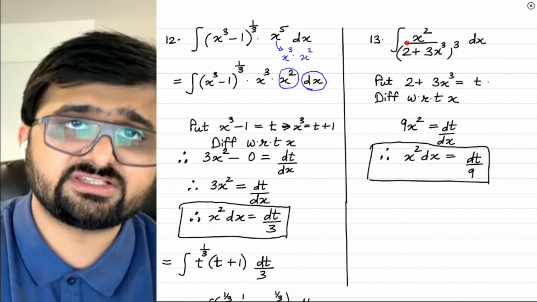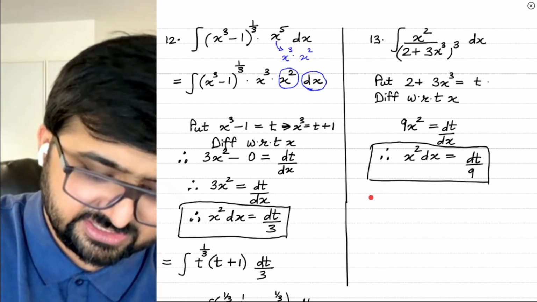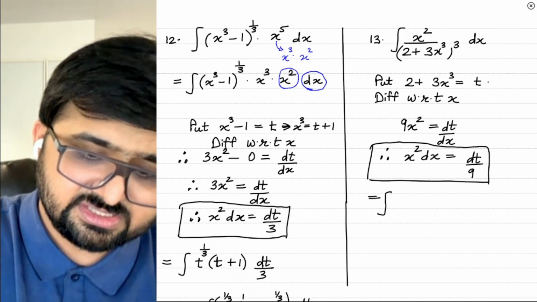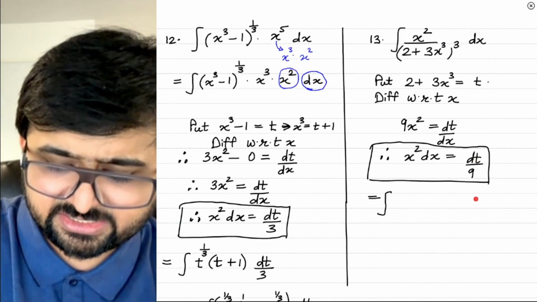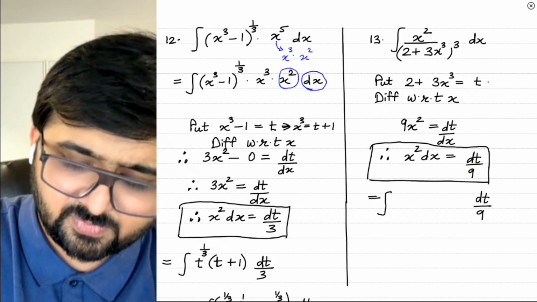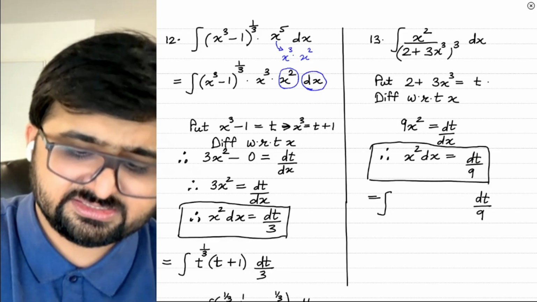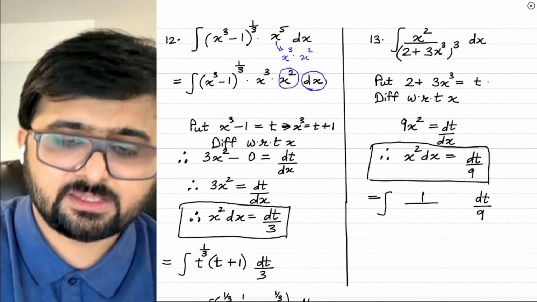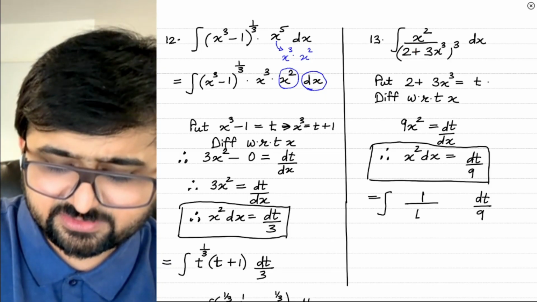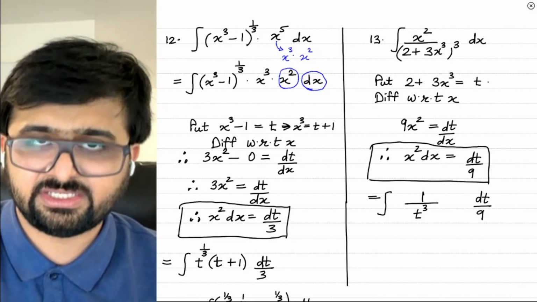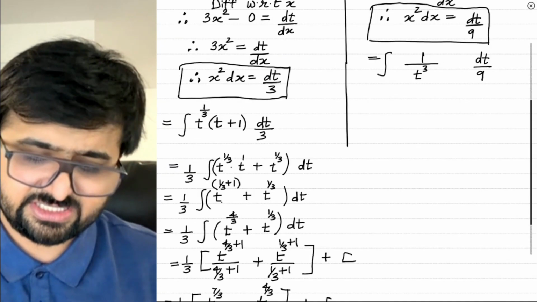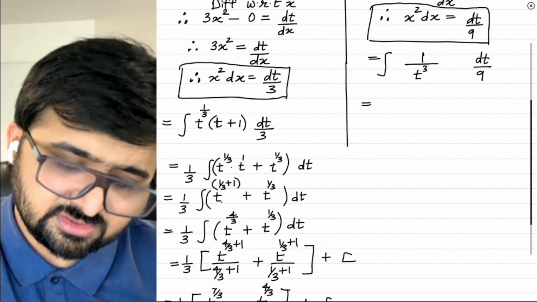Now simply convert this entire integral in terms of t. So we have integral of x square dx. Convert everything in terms of t: dt by 9. Okay. And 1 upon this whole thing is t, so this is nothing but t cube. Notice that it's so simple now to integrate by doing that method of substitution.